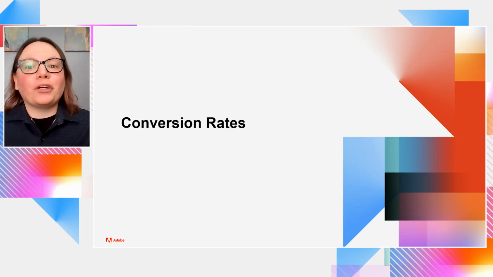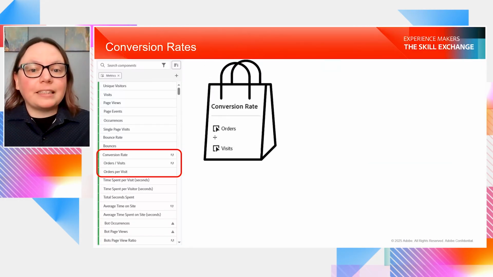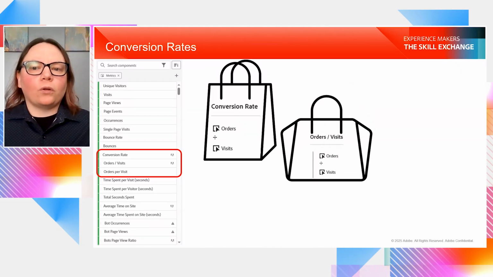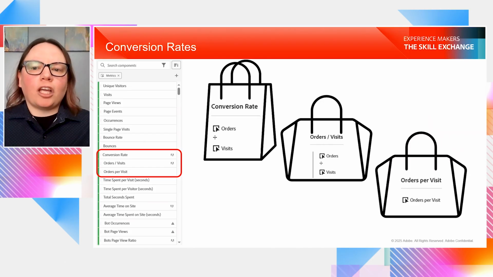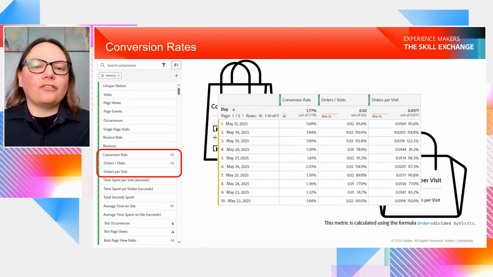All right, let's talk about conversion rate. There are three different metrics that Adobe provides by default. The first is conversion rate, which is orders divided by visits. The second one is orders over visit, which is also calculated as orders divided by visits. And the third one is orders per visit, which the documentation says is calculated with the formula orders divided by visits. So these three are pretty much the exact same thing. The main difference is how they appear. You can see that conversion rate is a percentage, whereas orders over visits and orders per visits are both decimal numbers, just with different levels of granularity.